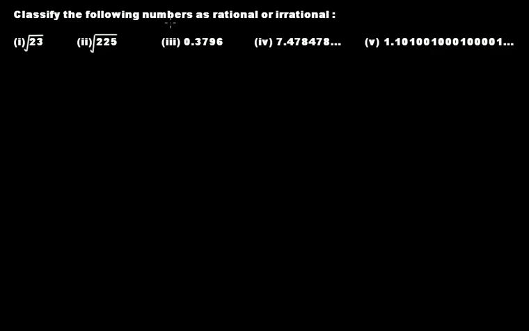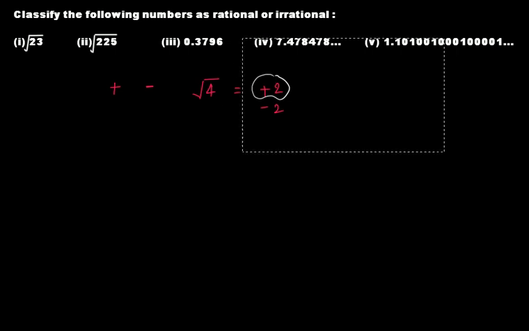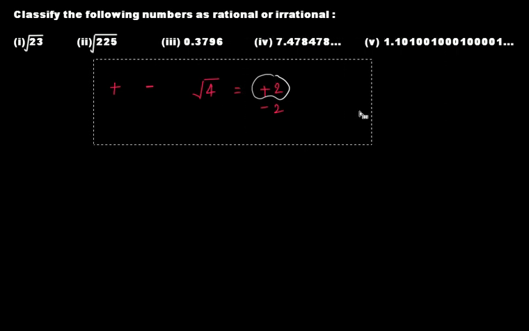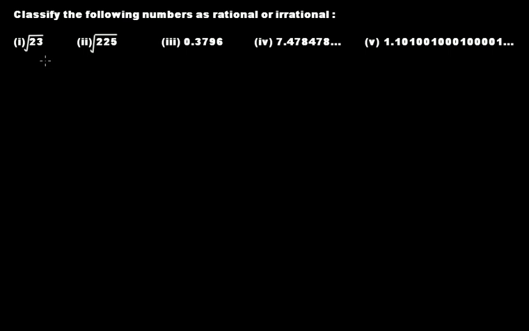Classify the following numbers as rational or irrational. Now this is square root of 23. For our discussion, we'll only focus on the positive square root, not the negative, because we know that if you have to find the square root of 4, the answer is plus 2 also, minus 2 also. But we'll limit our discussion only to positive numbers. So here this is square root of 23.